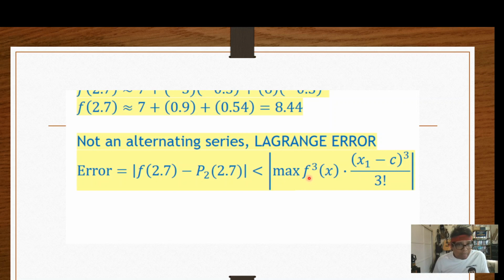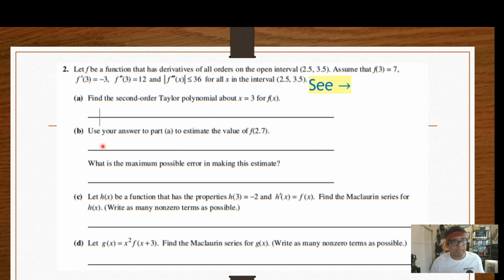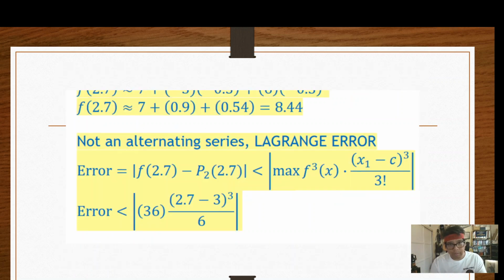And the maximum of f3, if you go back to the problem, the maximum of that third derivative is just 36. So the absolute value of the third derivative is less than or equal to 36. That's saying that the maximum of the third derivative is 36. So boom, substitute all of that into your Lagrange error expression, and you get the error is less than 36 multiplied by this mess over here. All of that simplifies to 0.162.